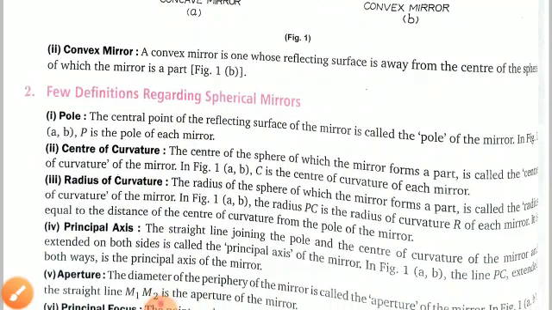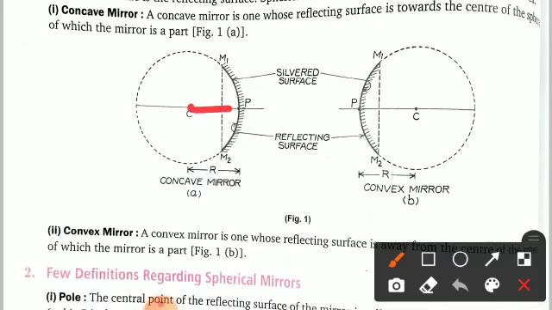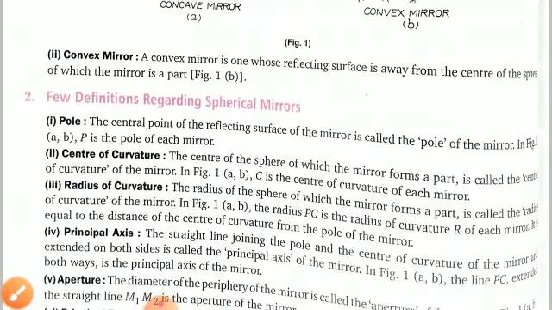Now we will move to radius of curvature. The radius of the sphere of which the mirror forms a part is called the radius of curvature of the mirror. In the above figure, you can see the radius PC is the radius of curvature. Here, this is the distance from C to the pole P in concave, and same thing P to C in convex. This is your radius of curvature. The radius PC is the radius of curvature of each mirror. It is equal to the distance of the center of curvature from the pole of the mirror.